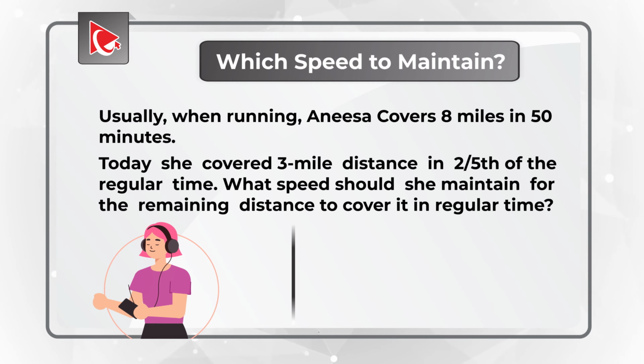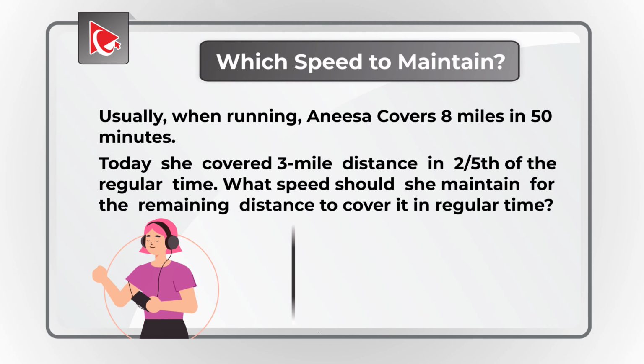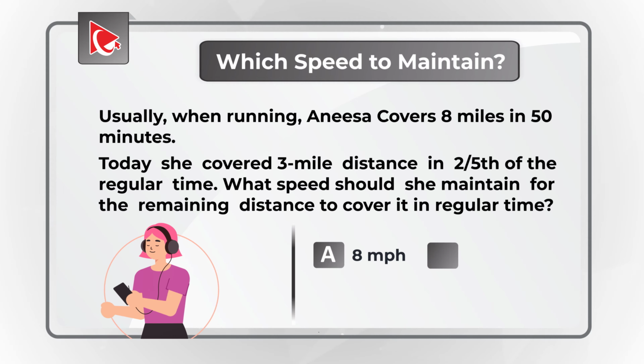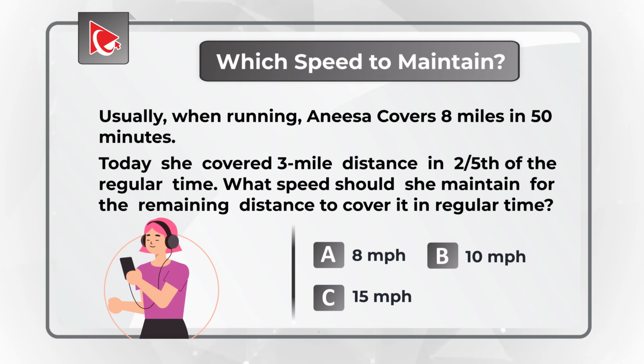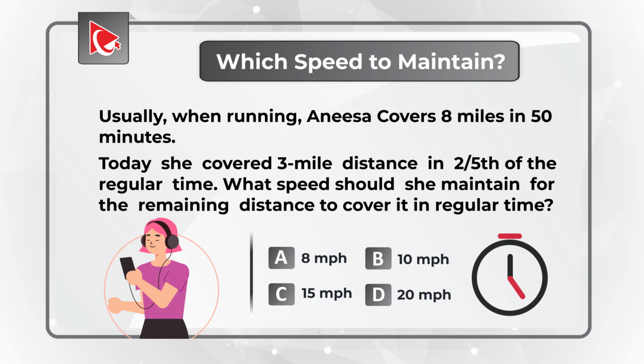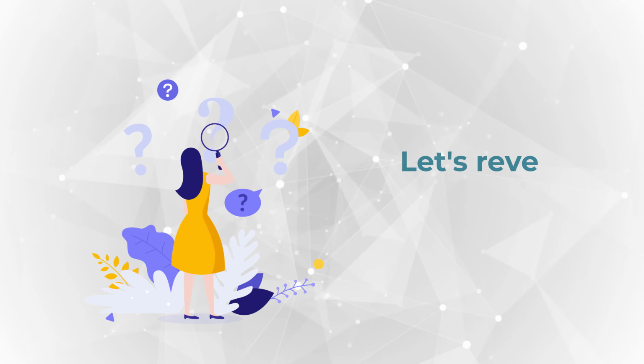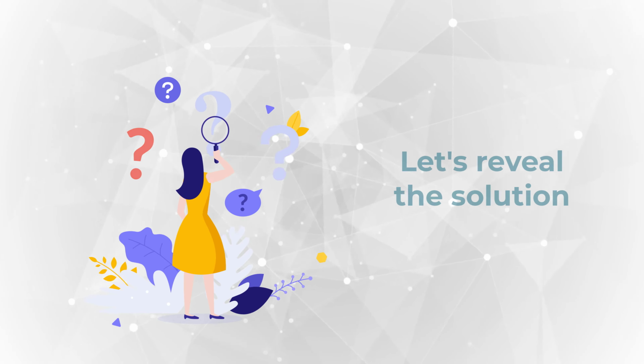And you're presented with 4 different choices to choose from. Choice A, 8 miles per hour. Choice B, 10 miles per hour. Choice C, 15 miles per hour. And then choice D, 20 miles per hour. Do you know the answer? Give yourself a little bit of time. Maybe pause this video to see if you can come up with the solution. Are you ready? Let's move forward and get to the correct solution together.